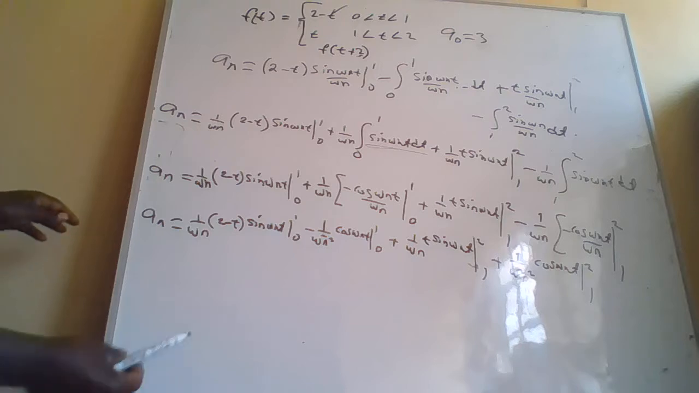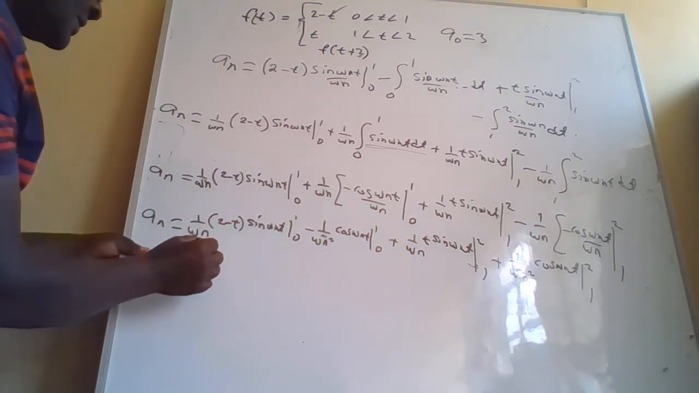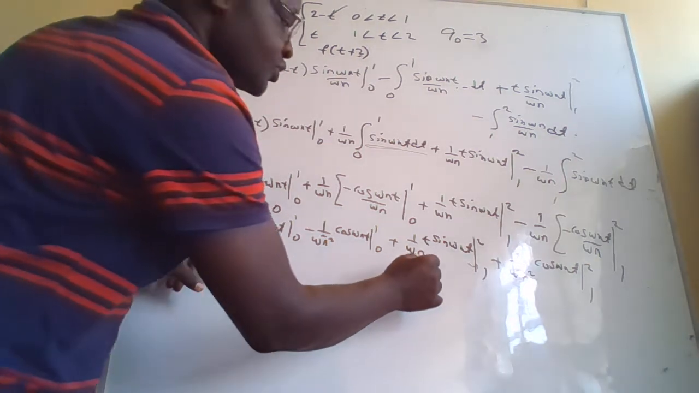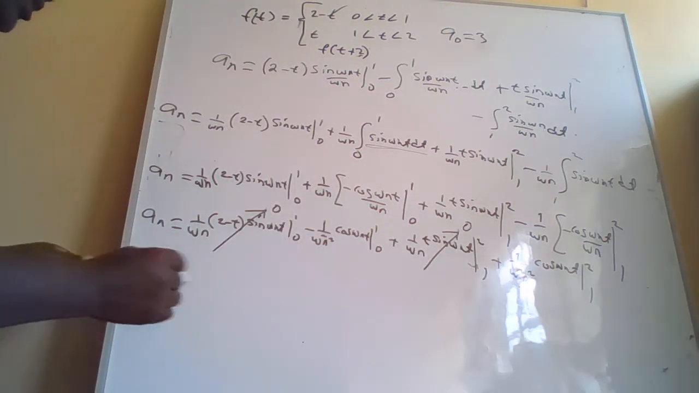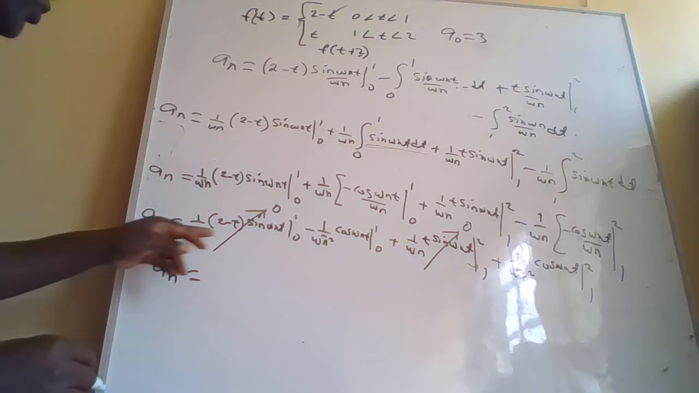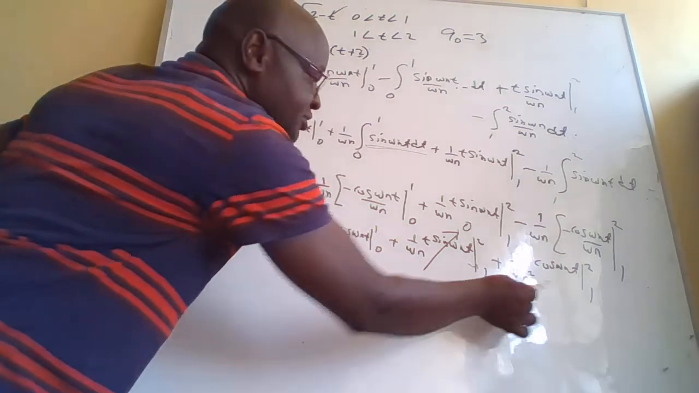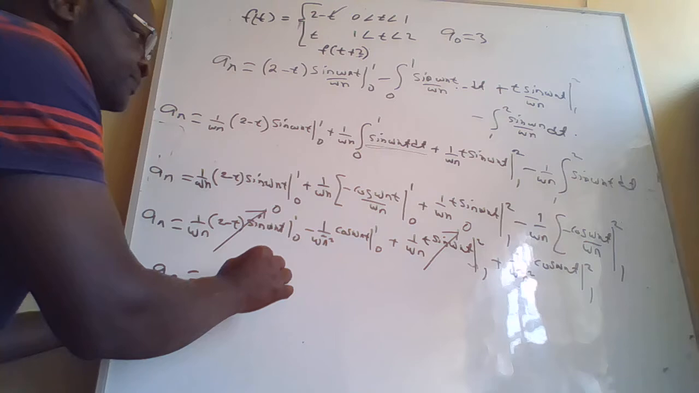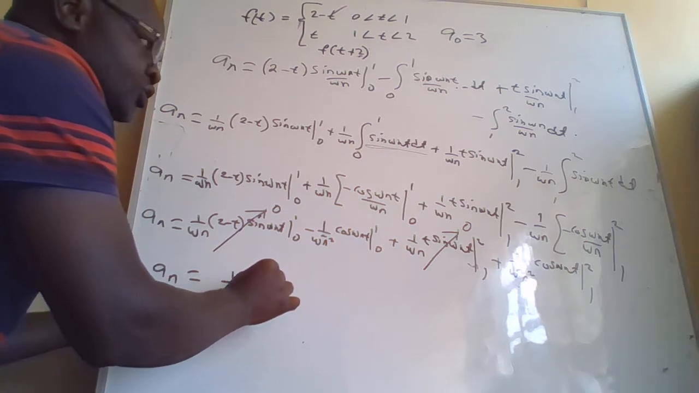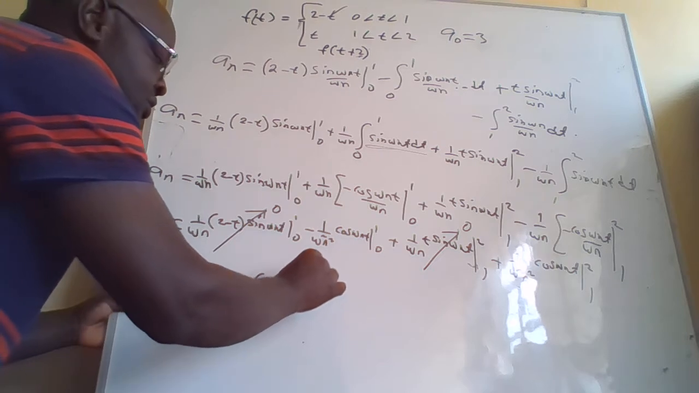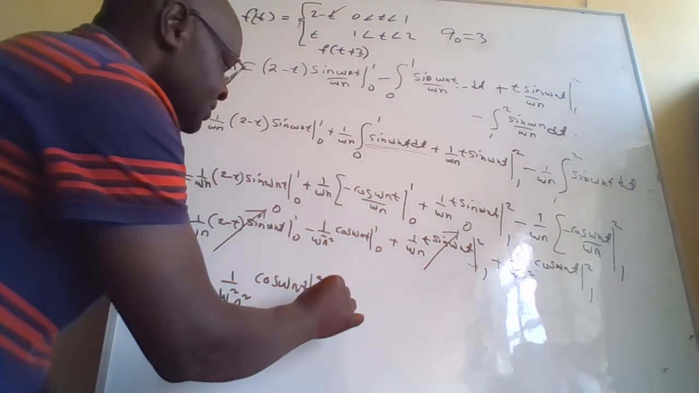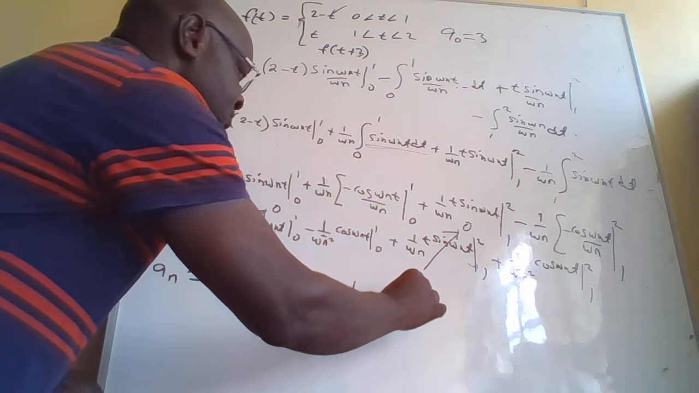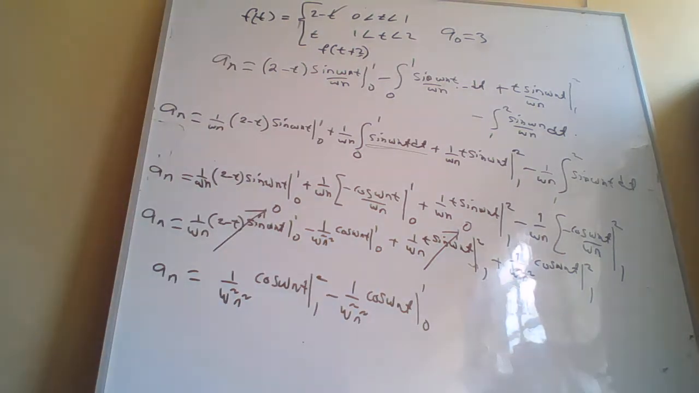Now from here, when we substitute with the sine of ω_n t, this term will be 0, and also this term will be 0, so that we remain with a_n equals to, now I can start with the positive, 1 over ω_n squared cos(ω_n t) from 1 to 2, then minus 1 over ω_n squared cos(ω_n t) from 0 to 1.